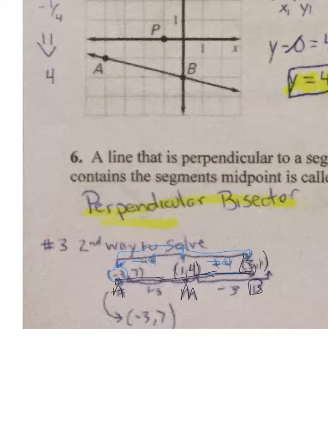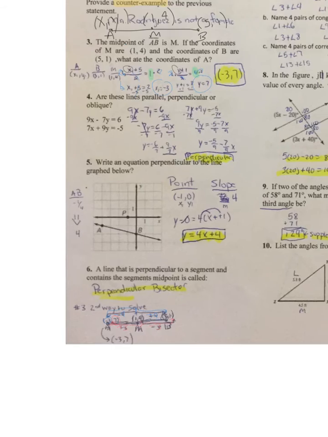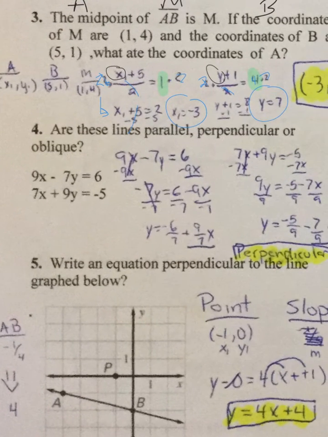Same thing with the y. I'm at 4. To get to 1 for that endpoint, I have to subtract 3. In the opposite direction, that's going to cause me to add 3, and 4 plus 3 is 7, and that's another way to get the negative 3, 7. So just a couple different ways to get to the endpoint. You know, midpoint is a very simple formula, so they try to complicate it a little bit more. 4, are the lines parallel, perpendicular, or oblique?